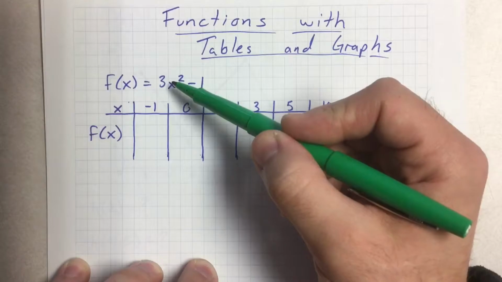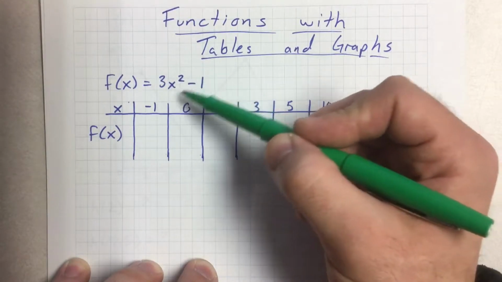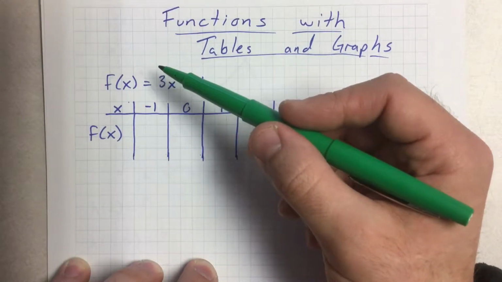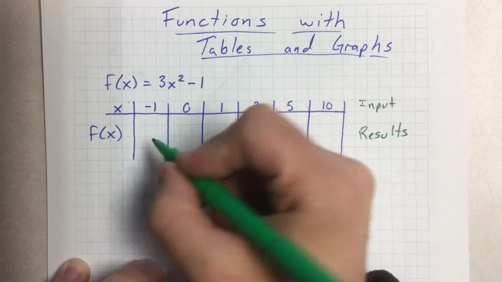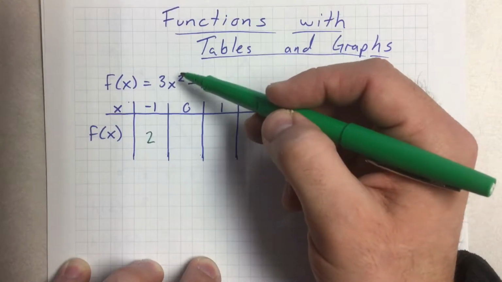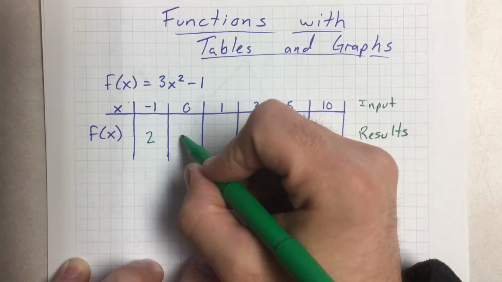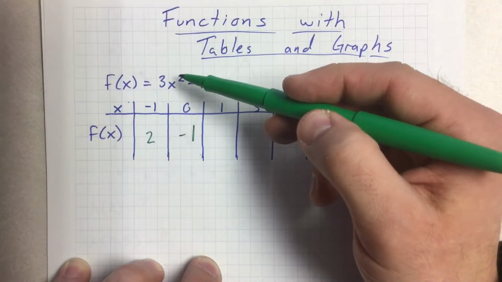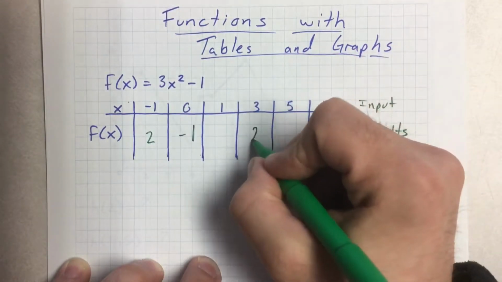So I placed -1 in. So -1 times -1 is +1, times 3, which is 3. Subtract 1, so 3 minus 1 is 2. Next one, place 0 in. 0 squared is 0. So 0 times 3 is 0. Minus 1 is -1. Placing 1 in. 1 squared is 1. 1 times 3 is 3, minus 1 is 2 again.